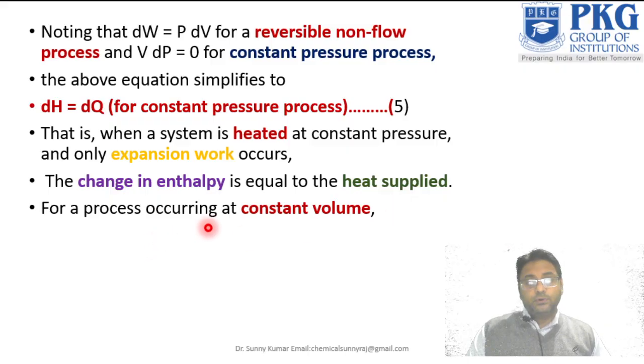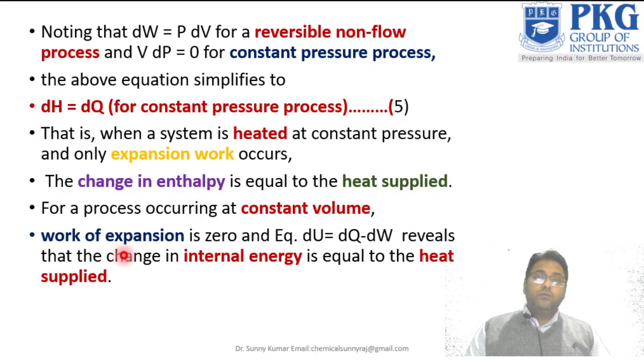For a process occurring at constant volume, the work of expansion is 0. When it is at constant volume, the work of expansion will be 0. So dU equals dQ minus dW. That reveals that the change in internal energy is equal to the heat supplied.